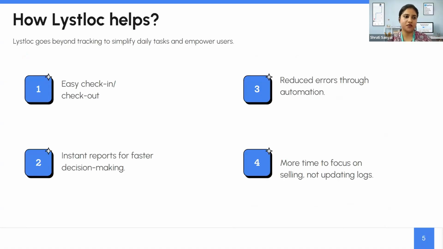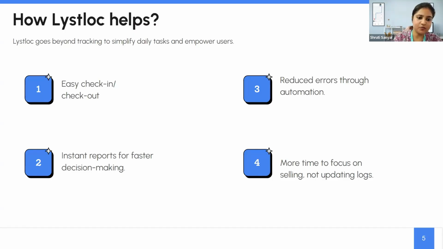Now I want to address how Lystloc actually helps. As we already know, Lystloc is beyond tracking. To simplify it, we can also check in and check out. Through check in and check out, we get all the clients when users visit a particular client. All the locations being visited are updated, and users can update all the meeting notes there. They can update everything while checking in and checking out, and they can also upload files there as well.